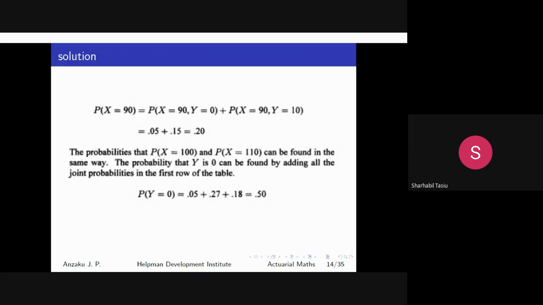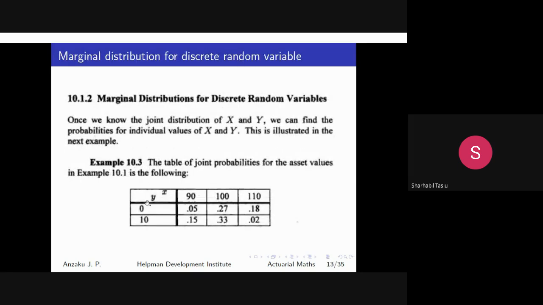Likewise, we can do that for y equals 0. For y equals 0, we have 0.05 plus 0.27 plus 0.18, which gives us 0.50. And then for y equals 10, this gives us 0.15 plus 0.33 plus 0.02, which gives us 0.50. So here, for y taking the value 0, we sum 0.05 plus 0.27 plus 0.18, which gives us 0.50.